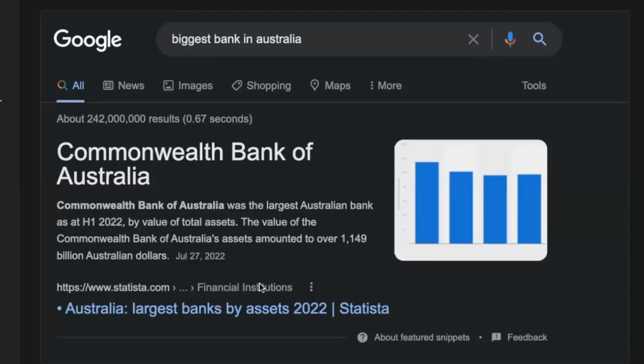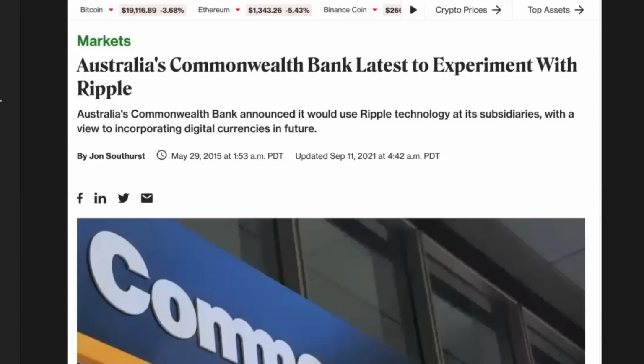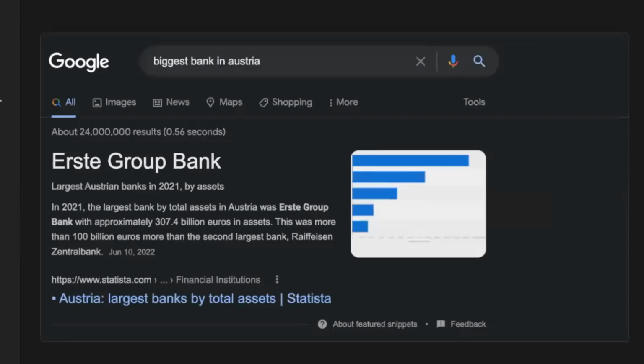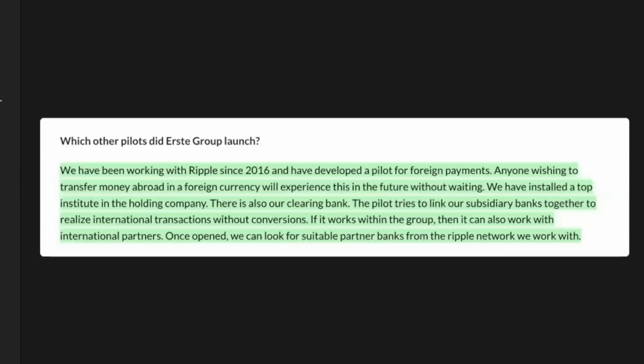So biggest bank in Australia, Commonwealth Bank of Australia. We come over here, and what do we see? Australia's Commonwealth Bank, latest to experiment with Ripple. Biggest bank in Austria, Erste Group Bank. Which other pilots did Erste Group launch? We have been working with Ripple since 2016 and have developed the pilot for foreign payments. Anyone wishing to transfer money abroad in foreign currency will experience this in the future without waiting. Again, pay attention, devil's in the details, in the future.